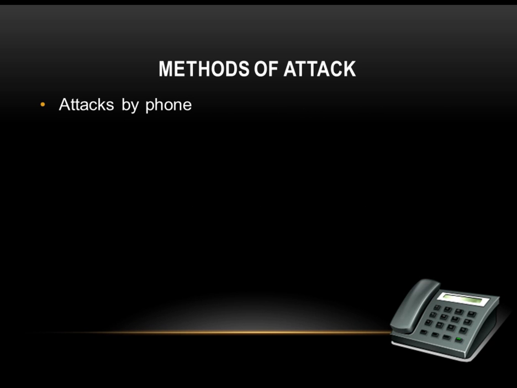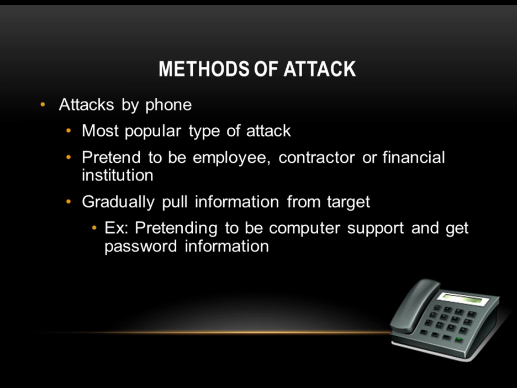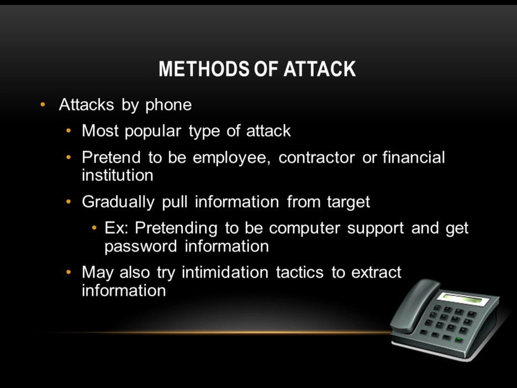Probably the most prevalent type of social engineering attack is done by the phone. The caller can pretend to be an employee or contractor of a company or financial institution and gradually pull information from their target. Help desks are particularly vulnerable because they are specifically designed to help. A hacker can call a target and impersonate a help desk or IT support employee and talk someone into giving out their password. They may also try to use intimidation tactics and threats of closing accounts and legal action if they do not cooperate with the company.